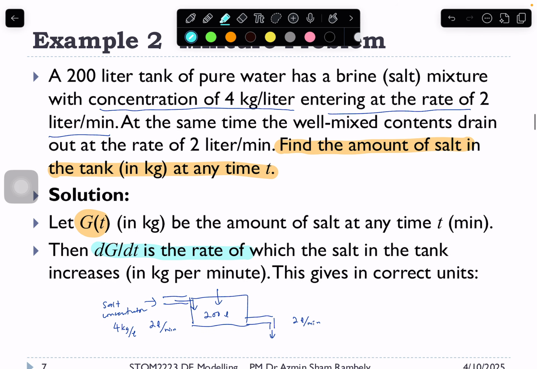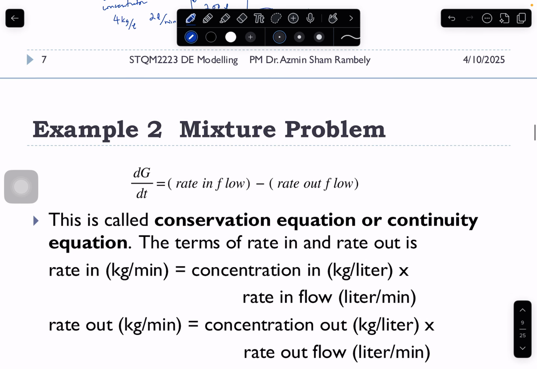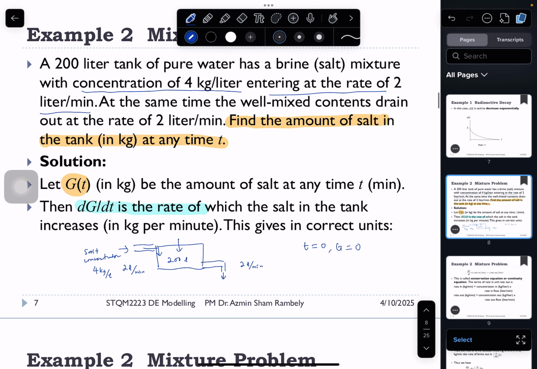Okay, so now when T is 0, there's only water in the tank. There's no salt. When T is 0, there is no salt in the tank. When we start the countdown, the salt solution goes into the tank. So we have the IVP: when T equals 0, G equals 0. There's no salt in the tank at the starting point. Okay, so I'm going to add in a page.